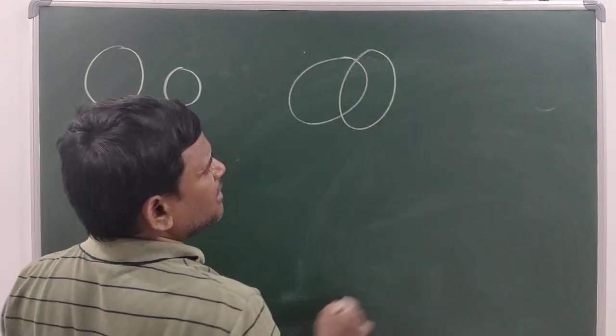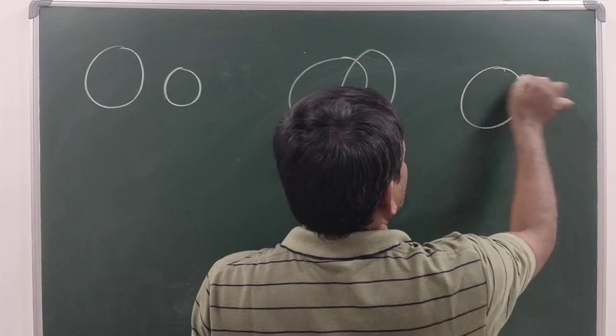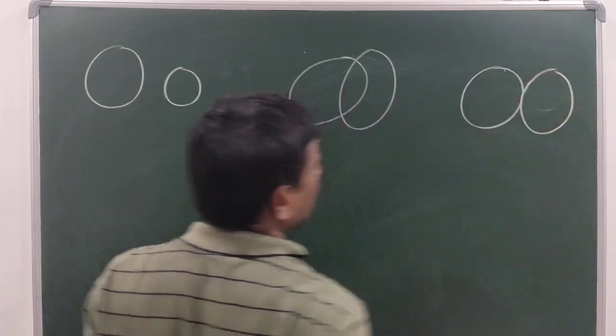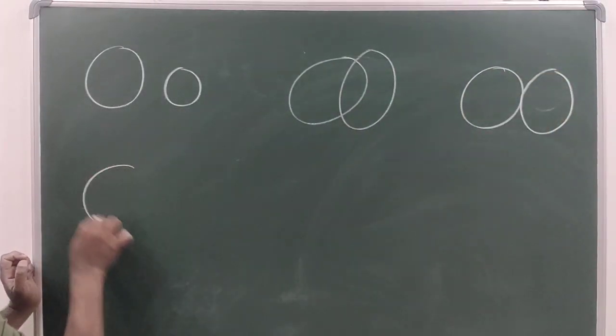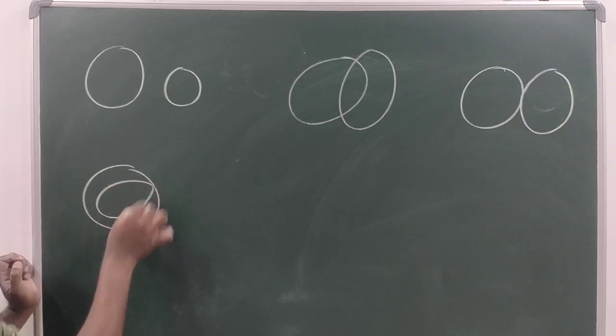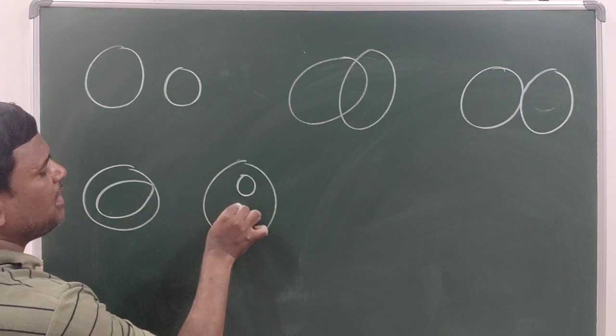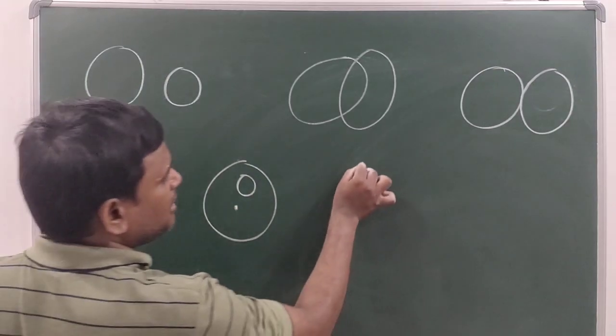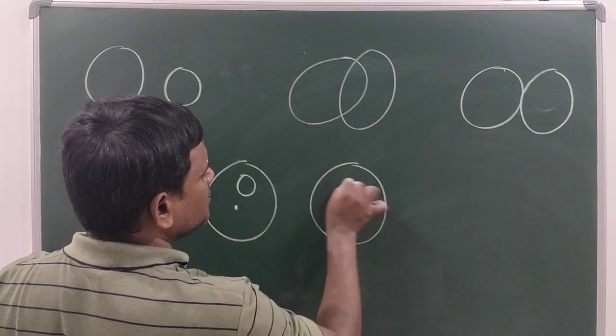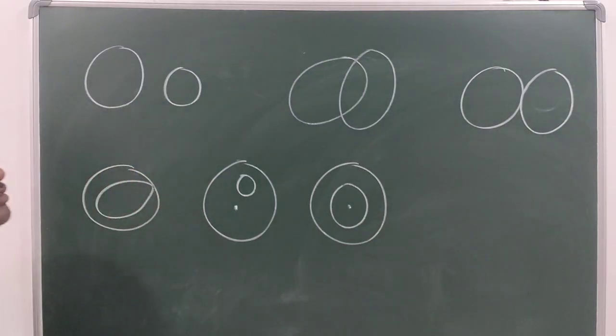These are called intersecting circles. These are called circles touching externally. These are called circles touching internally. These are called, one circle is completely lying in the other. These are called concentric circles. These are the ways you can draw two circles on the plane.